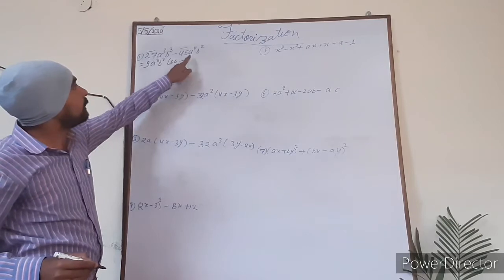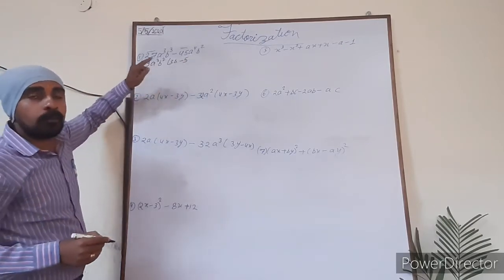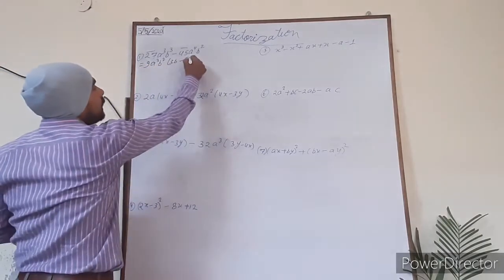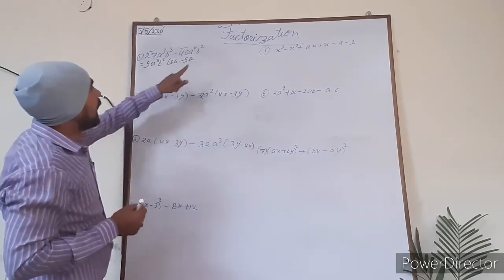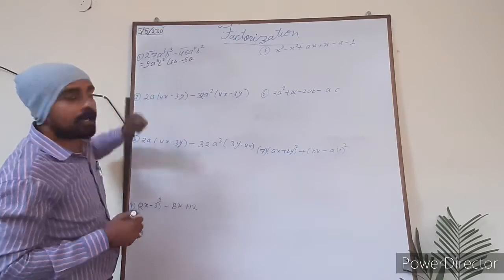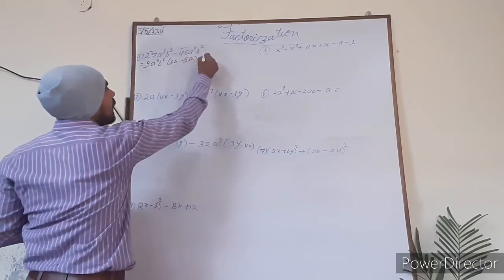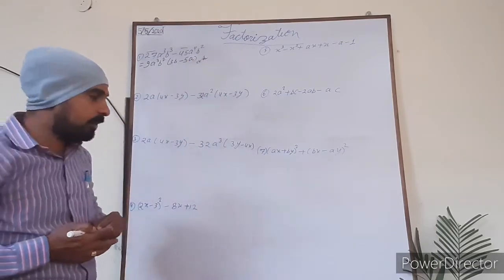After that this is a to the power 4 and this is a cube. A to the power 4 upon a cube, that is only a. Why? Because 4 minus 3 is 1 here. After that this is b square and this is b square, that will be totally cancelled out. So this is the answer of this question. I hope that you have understood.